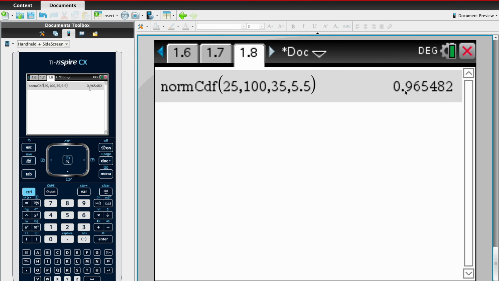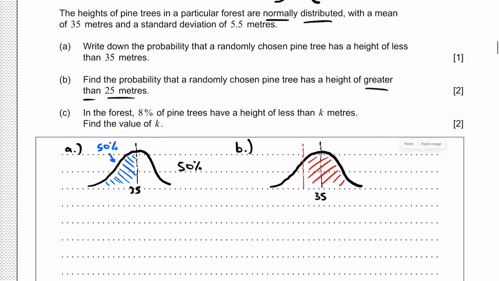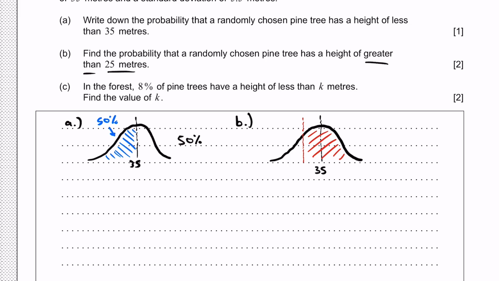So here we go. 0.96548, or roughly 96.5% of the pine trees have a height greater than 25 meters. So I'm going to write that out. For normal distributions, the IB accepts calculator notation, so I'm going to write this out as NormCdf: lower bound, upper bound, mean, standard deviation, and the answer is 0.965. One thing I forgot is to put 25 here for the sketch. Okay, we are good.